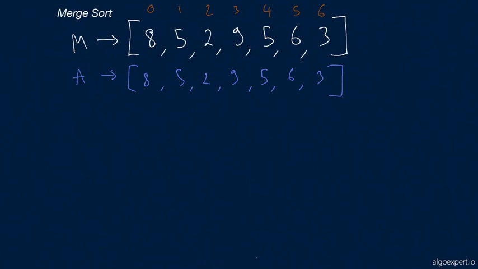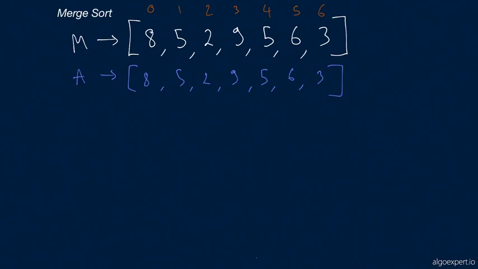So the first thing that we do is we divide our array in half. So again, we add up 0 and 6, the first index and the last index, divide them by 2, round the value down, we get 3, and we cut the array in half here. So we've got 8, 5, 2, 9 as one subarray, and 5, 6, 3 as another subarray.